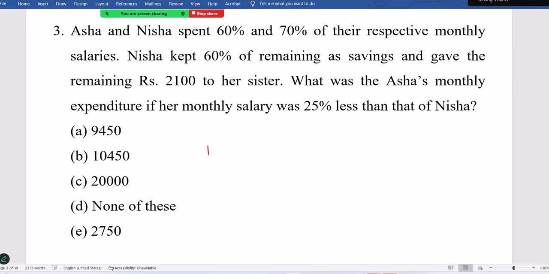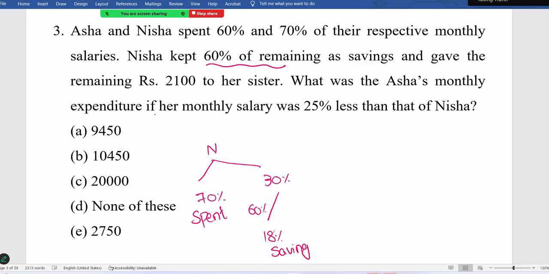Nisha spent 70% of her monthly salary. Still 30% is there. Now 60% of the remaining 30 is savings, since the 70% is already spent. 60% of 30 means 18% are savings, and the remaining is 12%. The 12% is equal to 2100, which is given to the sister.